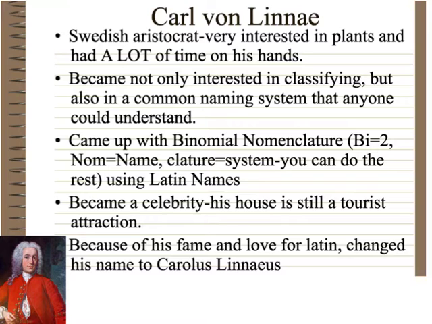Let's back up just a little bit now, and let's talk about Carl von Linné. Carl von Linné was a Swedish aristocrat, and this is his picture right down here in the corner. Because he was an aristocrat, he didn't really have to have a job. Okay, so he had money, he was born with money, he had an estate, and he had a lot of time on his hands, and since he had a lot of time on his hands, he became interested in classifying organisms. But also he became interested in a common naming system.